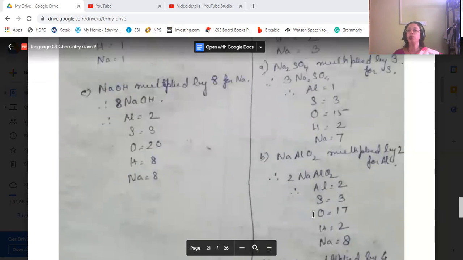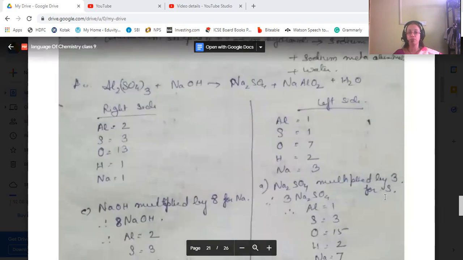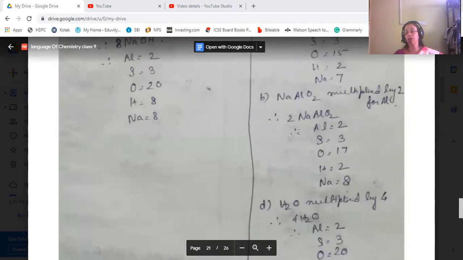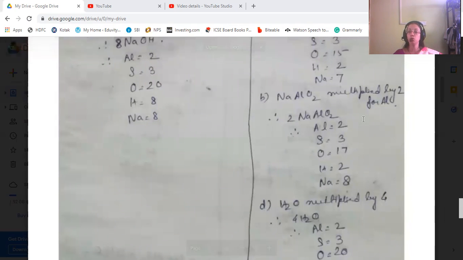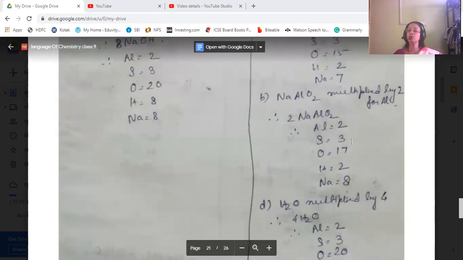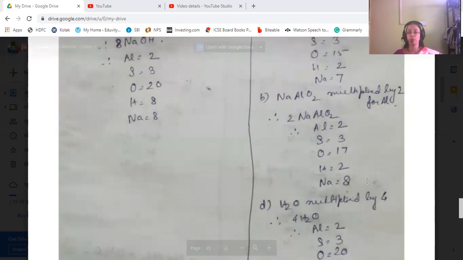Next, we multiply NaAlO2 by 2 for aluminium. To make aluminium 2 atoms, we multiply sodium meta-aluminate with 2. So we get 2 NaAlO2. That means Al is equal to 2, S is equal to 3, O is equal to 17, H is equal to 2, and Na becomes 8 now.